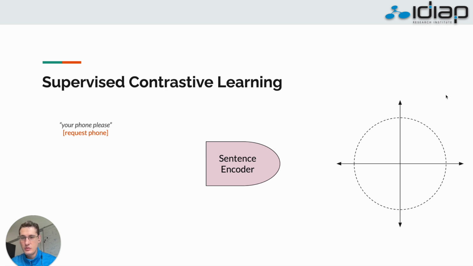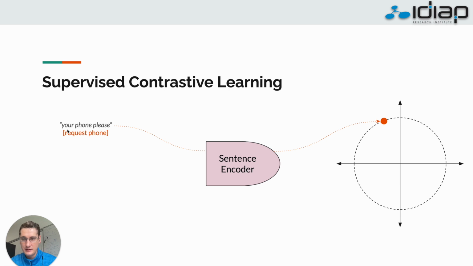Once we have this annotation, the next step is to train the sentence encoder. To do this, we use standard supervised contrastive learning on one hand, which basically tries to map utterances that have the same label to a similar region of the latent space.